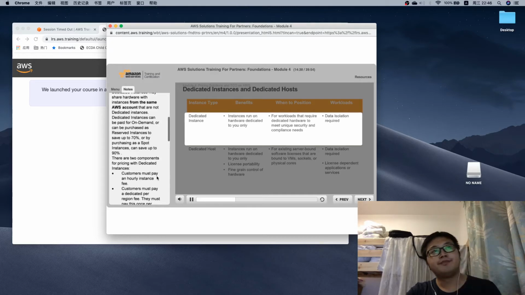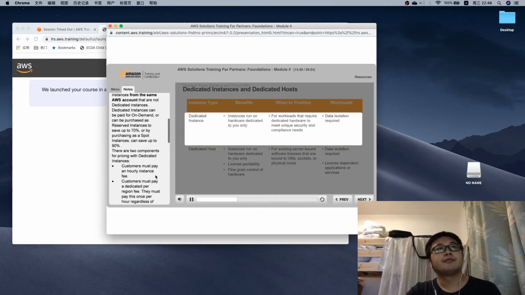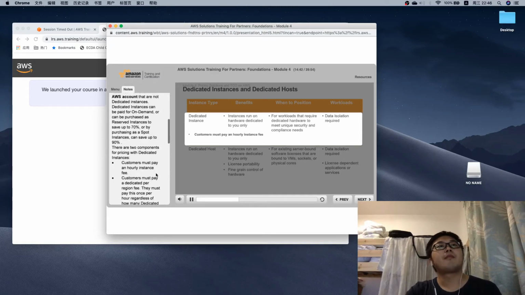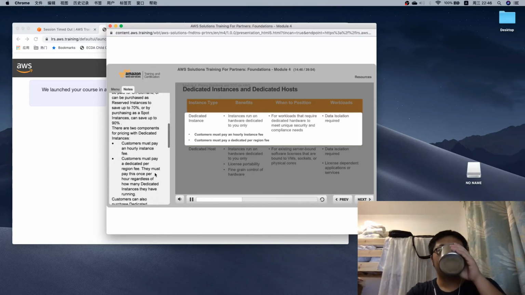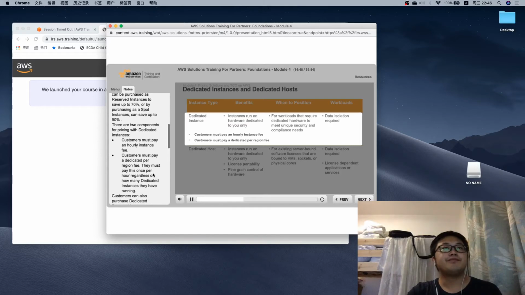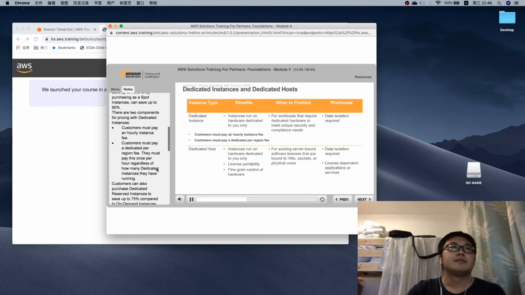There are two components for pricing with dedicated instances. Customers must pay an hourly instance fee. Customers must pay a dedicated per region fee. They must pay this once per hour, regardless of how many dedicated instances they have running.